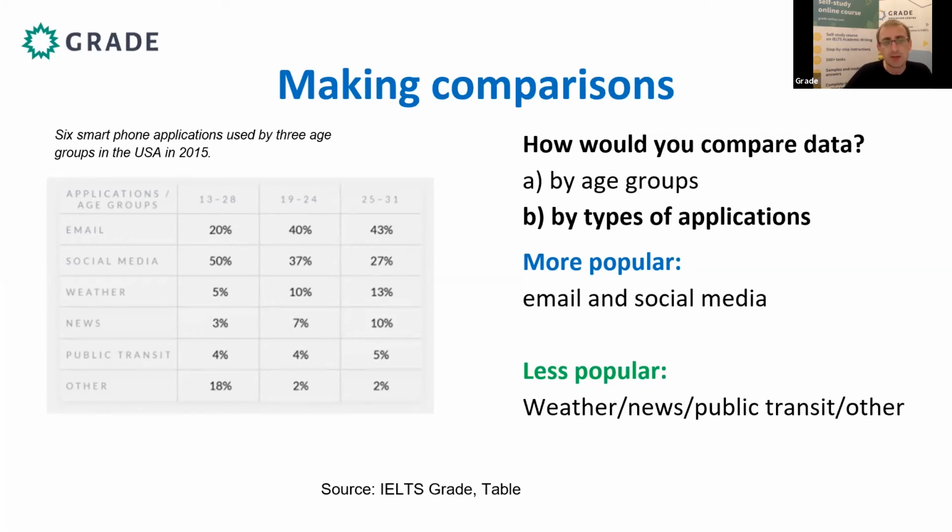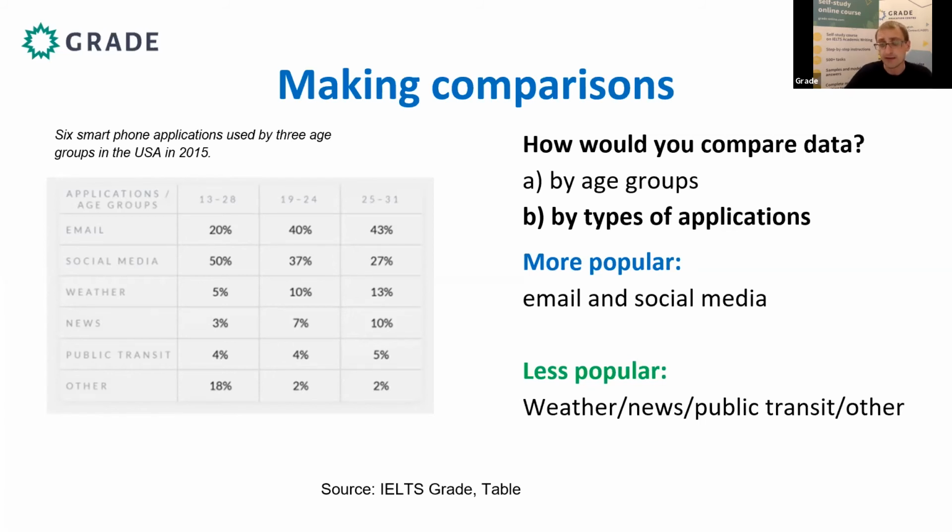Some of them are more popular, some of them are less popular, some of them have higher percentage, some of them lower. So for example, public transit stands out because the percentage is stable within all the categories from 4 to 5%. But if we look at, for example, the category of weather, we can see that with age, the popularity or the use of applications increases, or with news, the same thing, right? So we can still focus on the use of this language of change, but within specific categories.